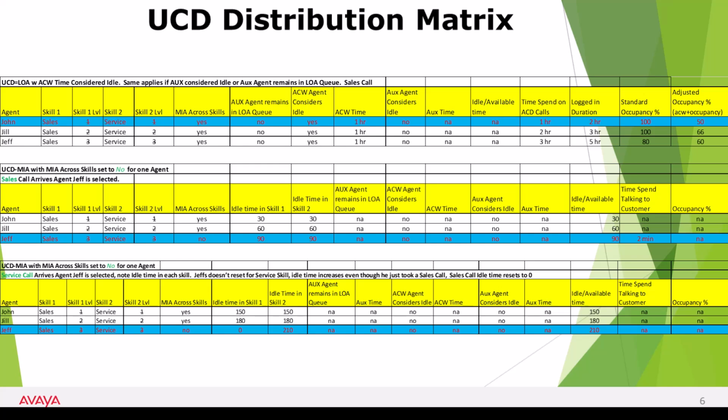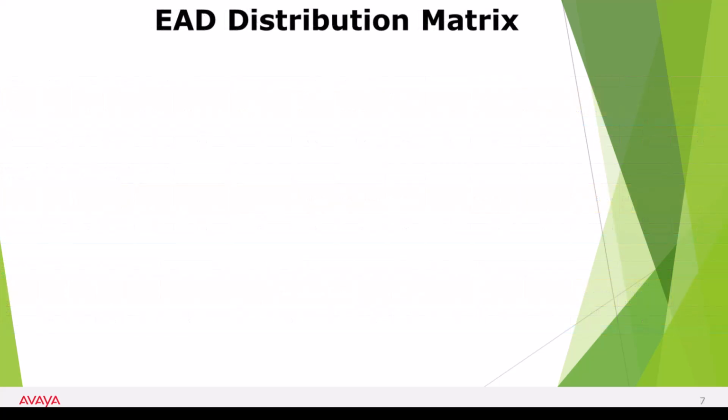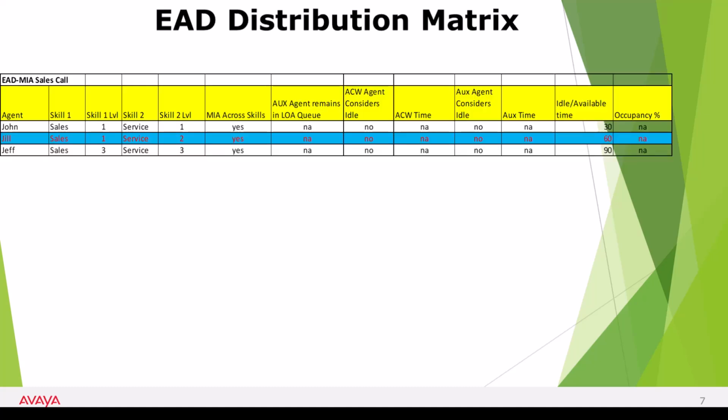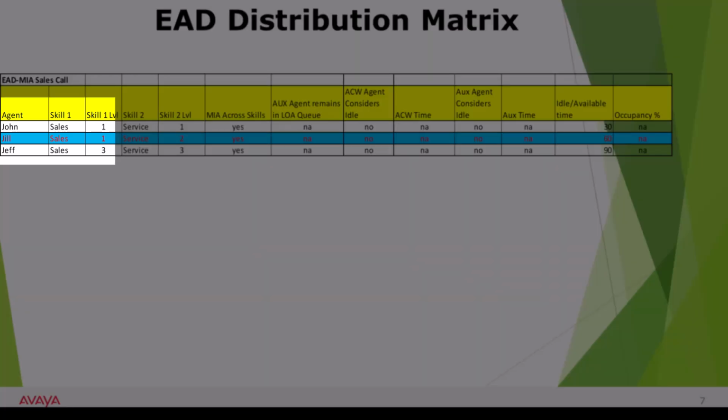All right, let's continue on. Now we'll go into EAD. So now we're going to consider the proficiency levels of the skills. Very similar concept as before, but now we have to go one step further, and we actually have to look at what skill level they have. So here, again, MIA sales calls, we're using skills-based routing. I need to look, and I can see from this that John and Jill have skill 1 assigned to them at a level of 1, versus Jeff has level 3 for sales and also for service in this case. So now we're using skills-based routing.